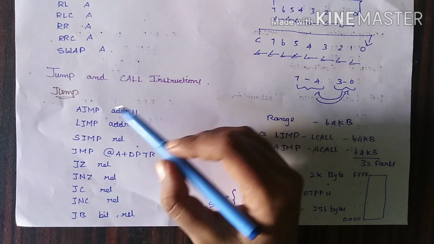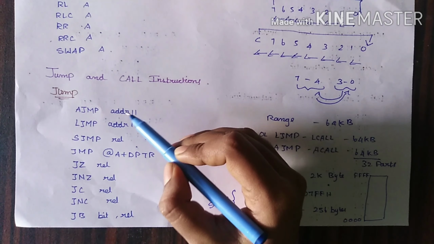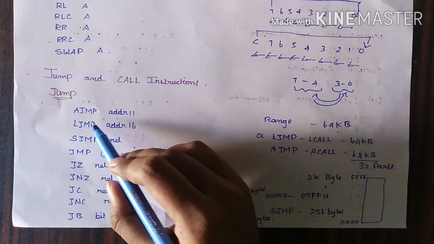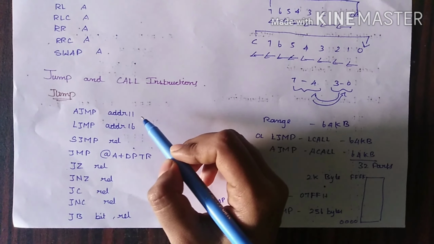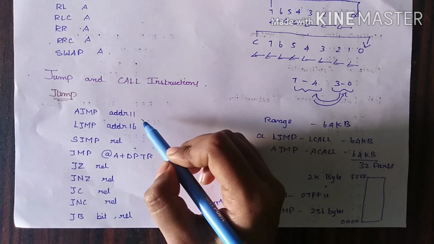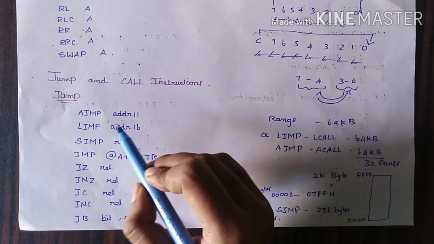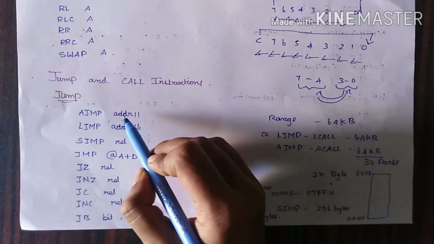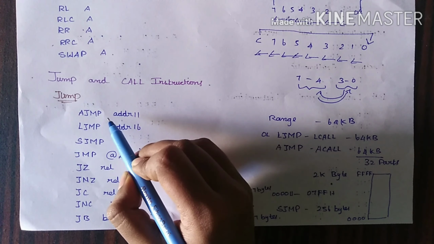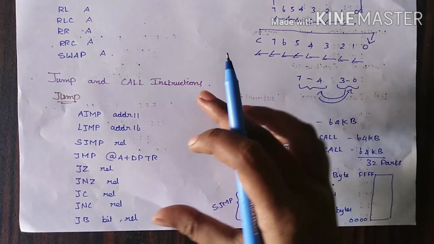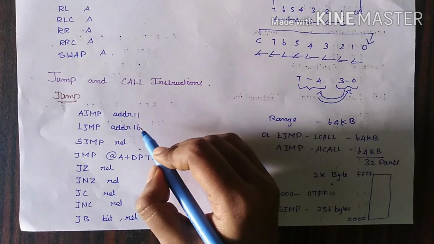So now we have AJMP address 11. Since we have 2 kilobytes of memory here in the absolute jump, we can mention that address within 11 bits. So here we are giving the 11-bit address in this instruction directly. By this itself we can access the memory location we are performing the operation on.